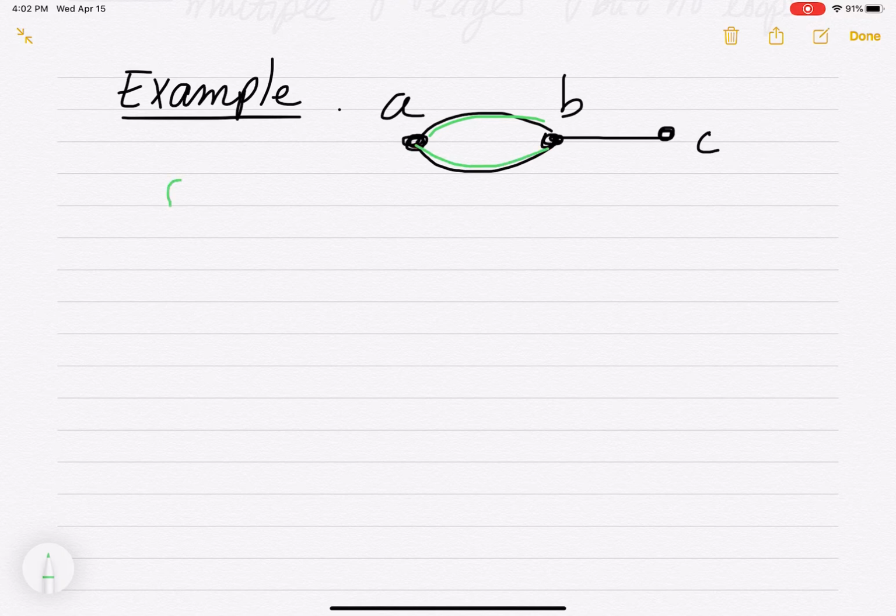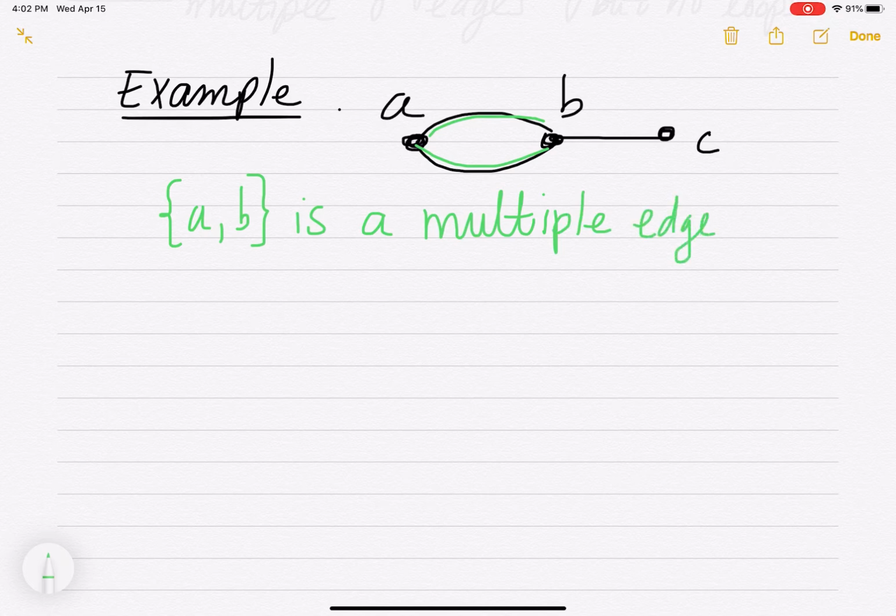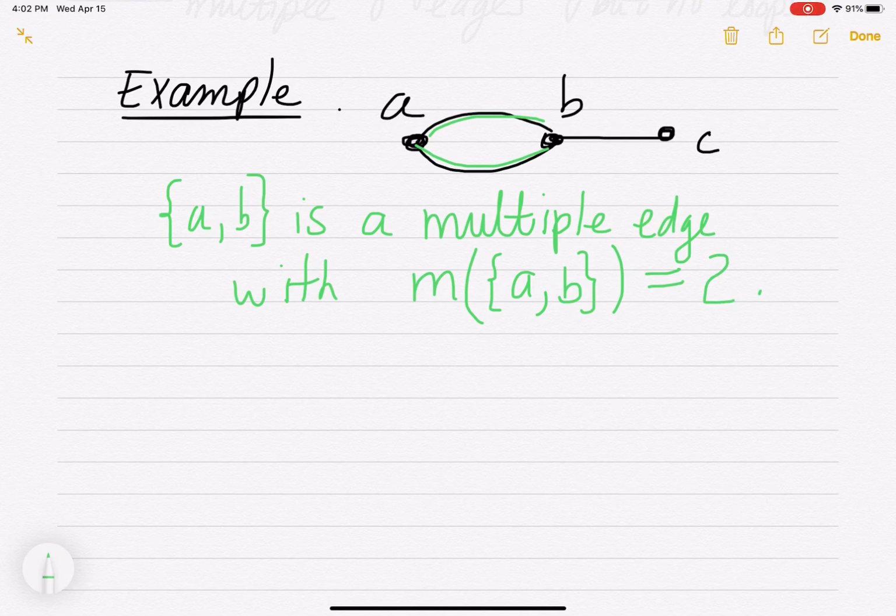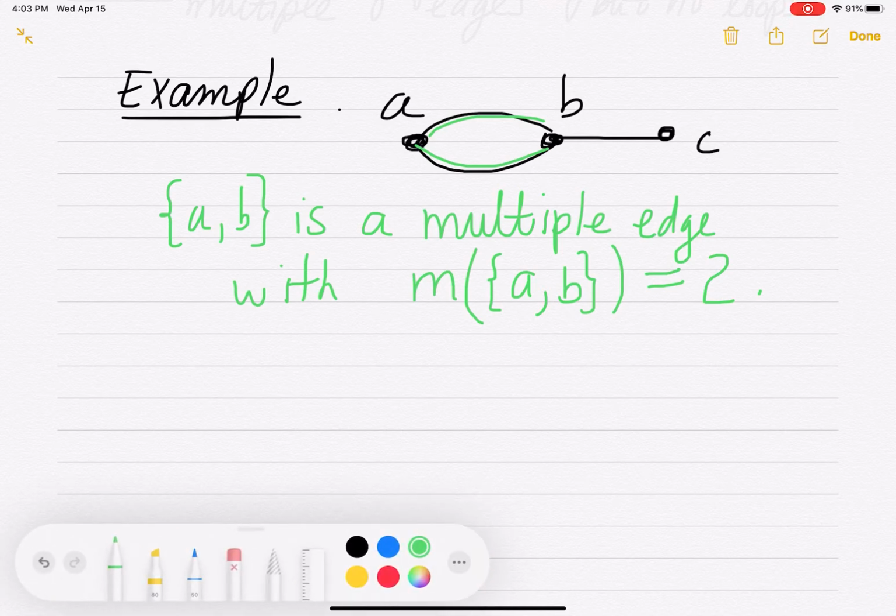So A to B is a multiple edge with multiplicity, M stands for the multiplicity. The multiplicity of that edge, A comma B, is equal to 2. So M here is a function that tells you how many times that edge shows up. It shows up twice.